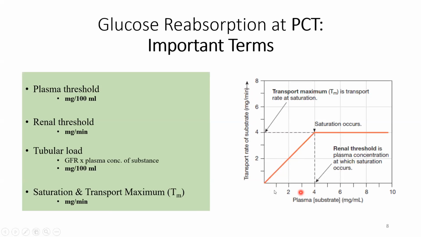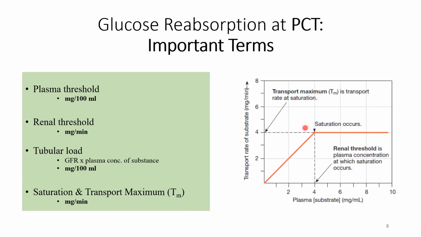So plasma below this 4, whatever substance it was dumping in, it was nicely transported. Again, it's a generic diagram. But then this point occurs, where saturation takes place. So whatever the plasma will now dump into the filtrate, it has reached its threshold, renal threshold, and at this renal threshold, the transporters have now become saturated. So now there won't be any reabsorption.